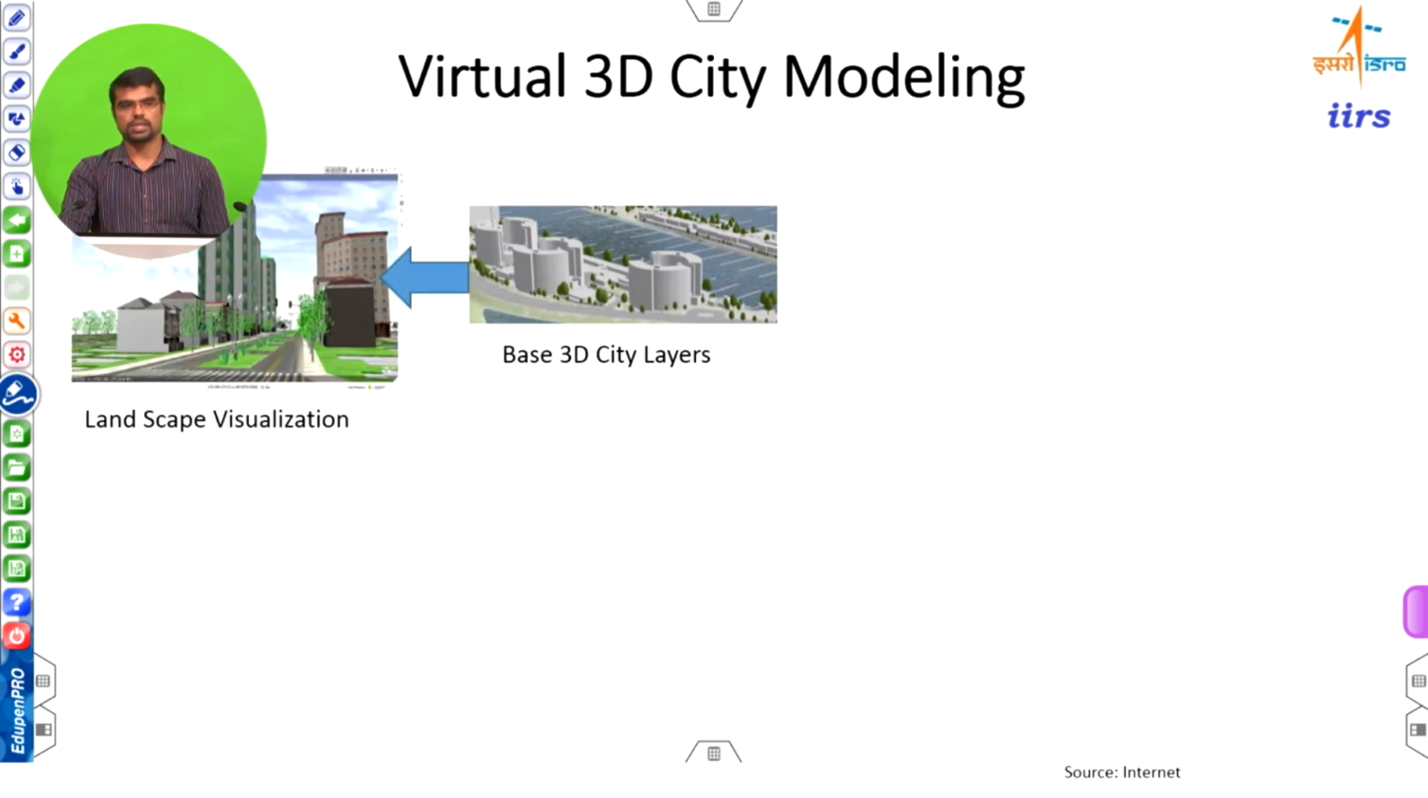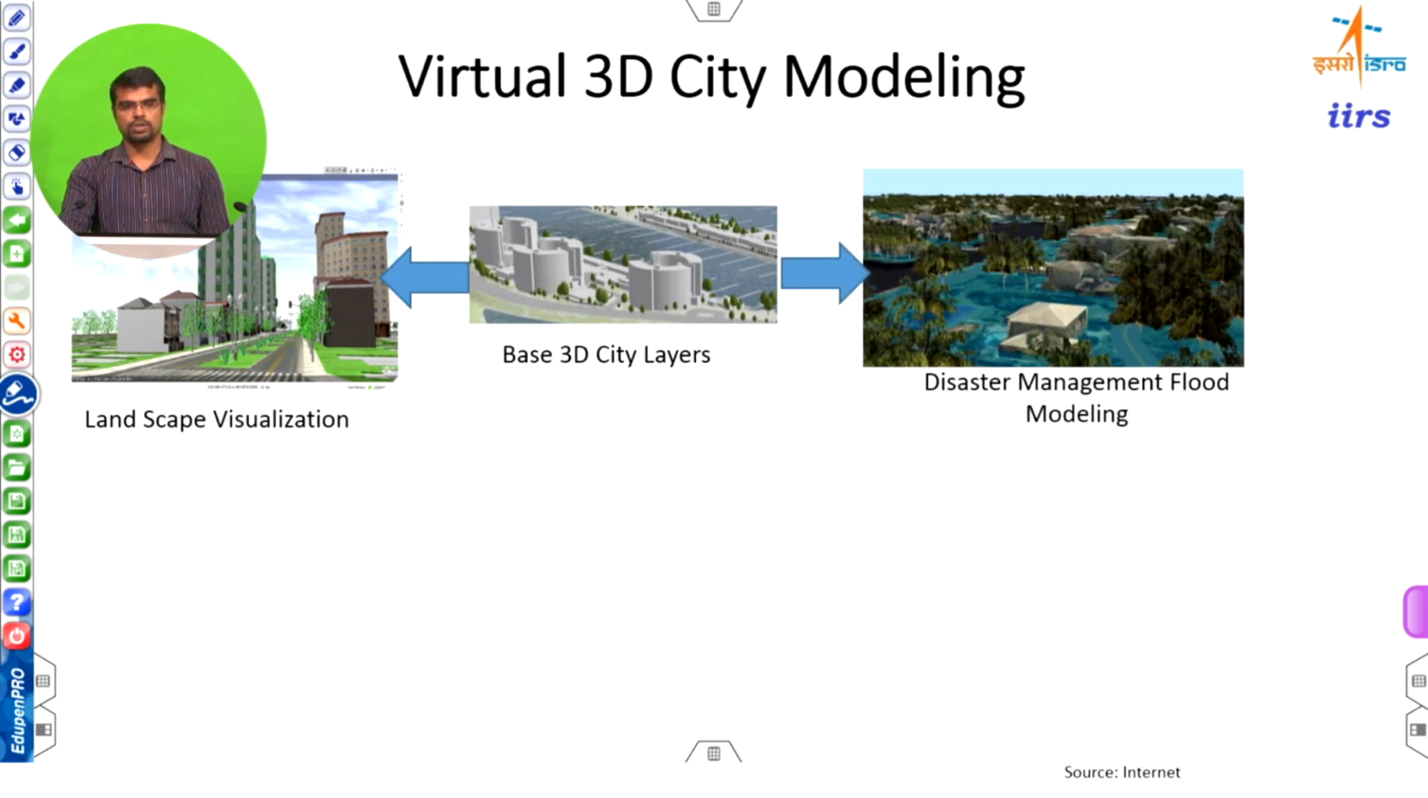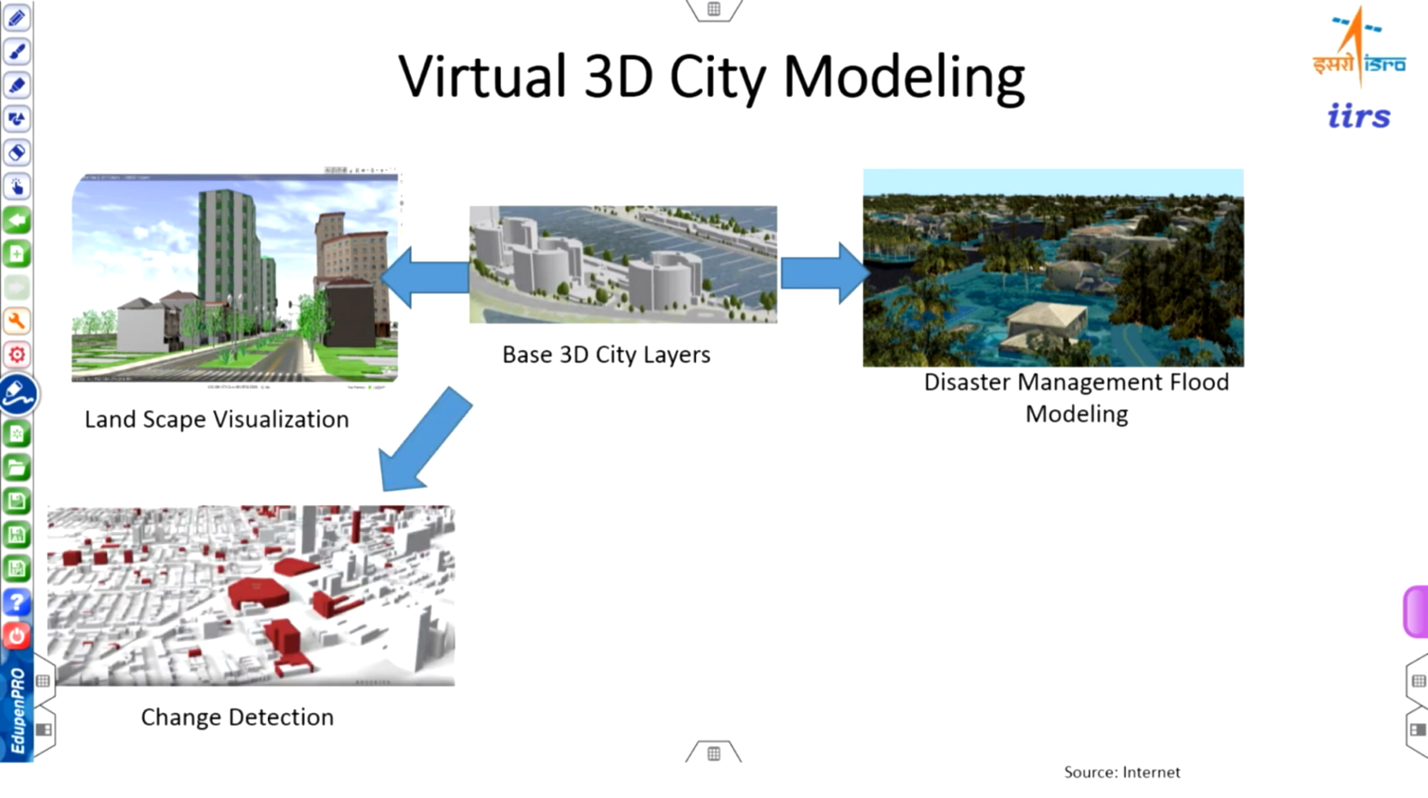Now these base layers can be used with different texturing parameters for landscape visualization, as we can see here, or they can also be used to integrate different modeling tools, which can be used in disaster management or flood modeling techniques. Under that, what we are seeing here in blue color is an extension of the flood waters in different areas of a particular city.